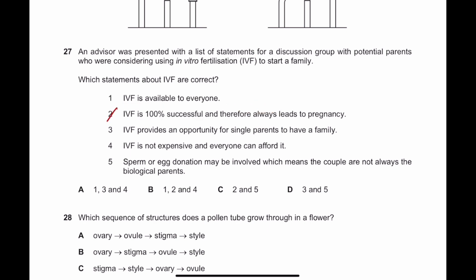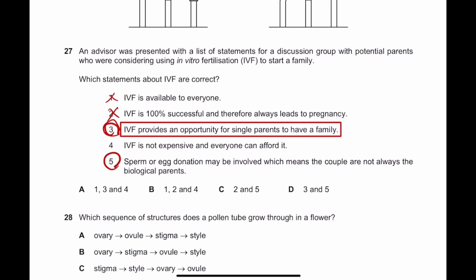So 2 is not correct as well. Number 3, IVF provides an opportunity for single parents to have a family. Yes, it does provide opportunity for single parents. So number 5, sperm or egg donation may be involved. Yes, this is absolutely true.